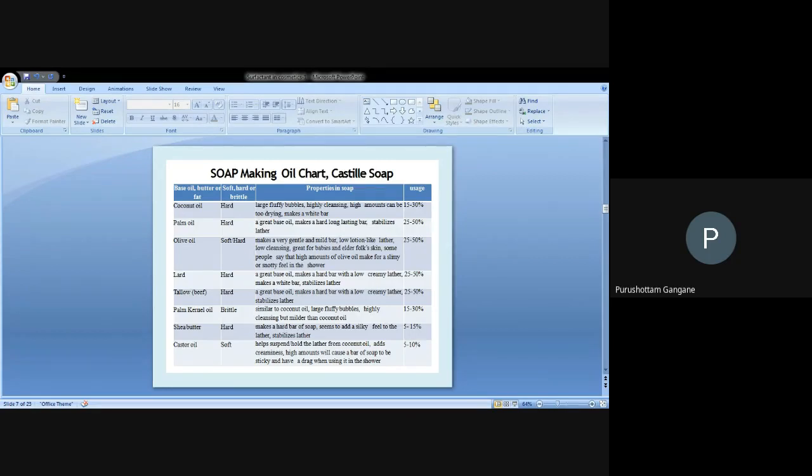Okay, whether a hard, soft or brittle soap is prepared depends on which oil or which type of fat you are using. Different properties of the soaps are given depending on the oil you are using. When you are using coconut oil, you get large fluffy bubbles, highly cleansing, but a high amount can be too drying, and it makes a white bar. So depending on which raw material you are using, you can prepare soaps with different properties.